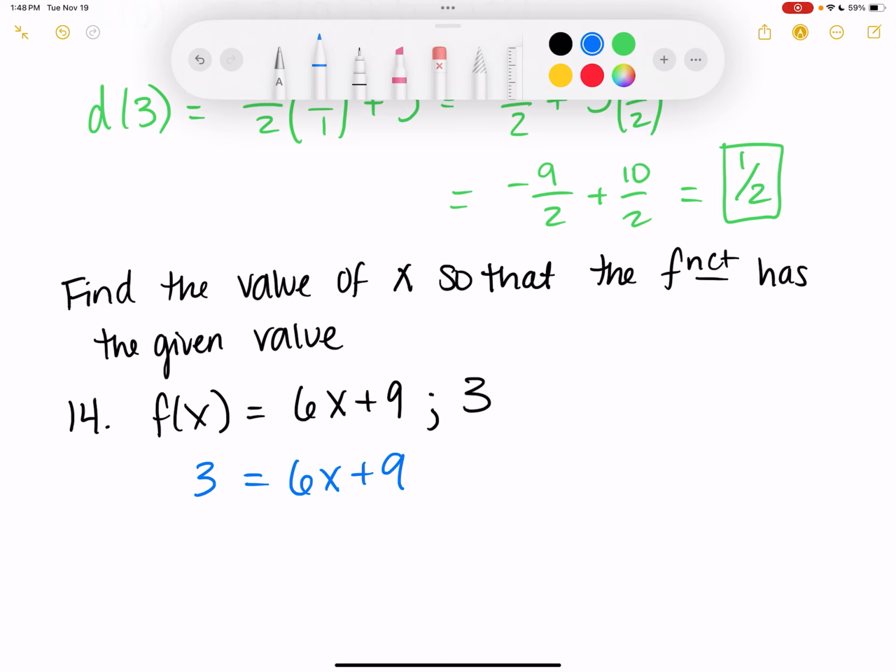How do I solve this? You subtract 12. Subtract 12, so I have negative 7x equals negative 21. And what do I get when I do that? X equals 3.